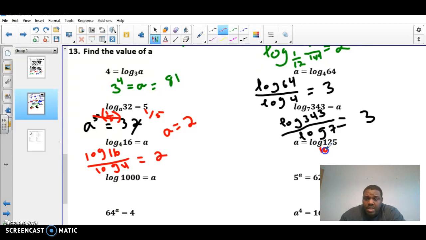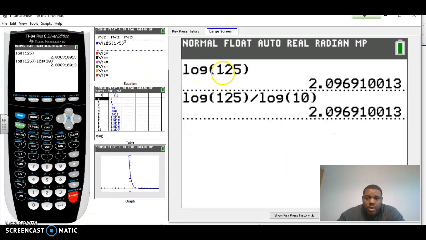Regardless, when the base is 10, guys, you can put this straight in your calculator like this, log of 125, and you can solve it. Or you can do log of 125 divided by log of 10. It'll give you the same thing. Check this out. Because the base was just 10, you can just put in log of 125, and you'll get 2.09.